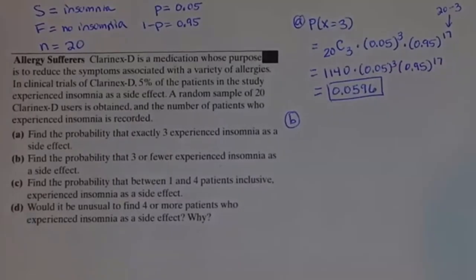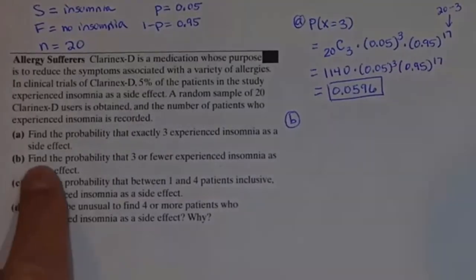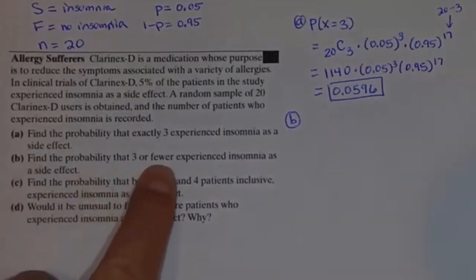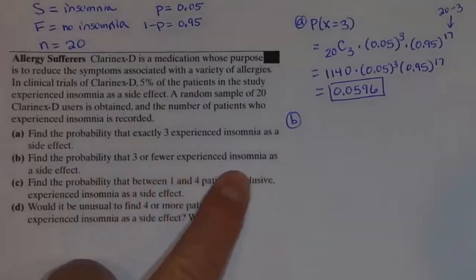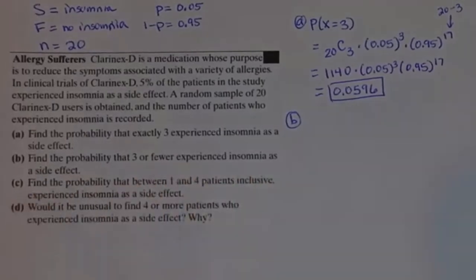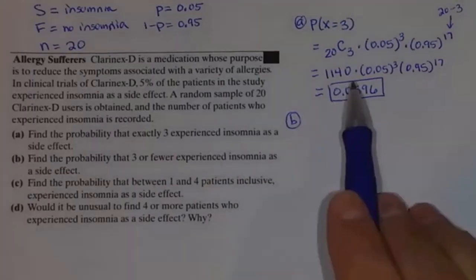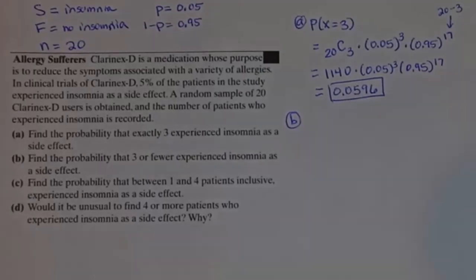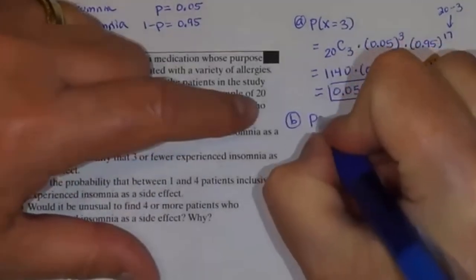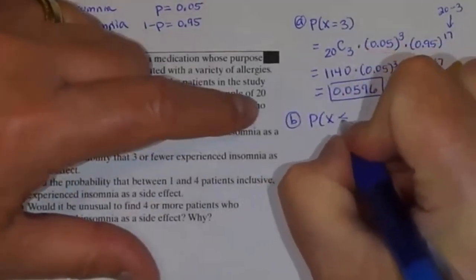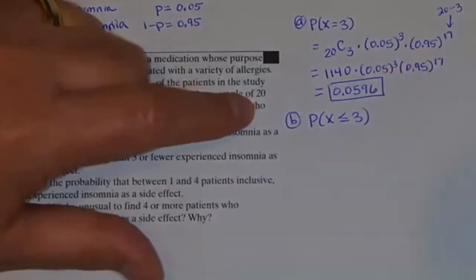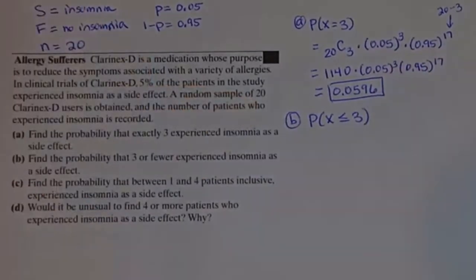Question B. Find the probability that 3 or fewer experienced insomnia as a side effect. Do you see the difference between question A and question B? So question A was just exactly 3. Question B is 3 or fewer. So question B, we're asked, what's the probability that X is less than or equal to 3 rather than just equal to 3?